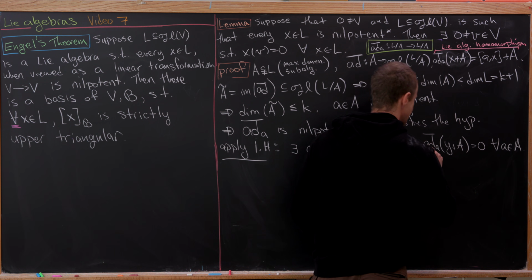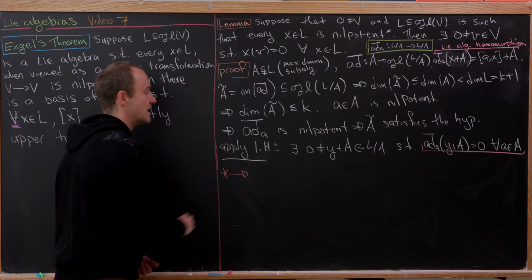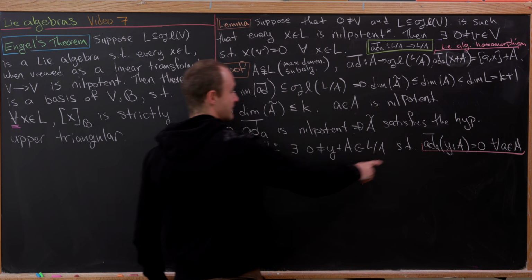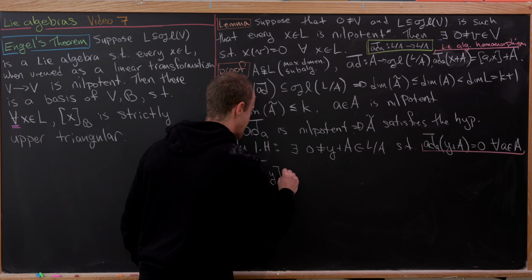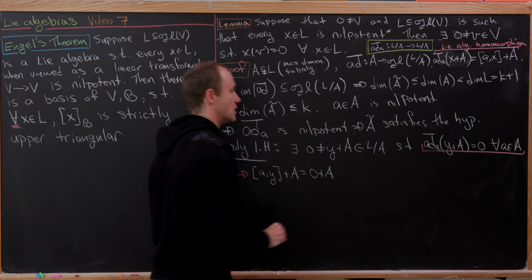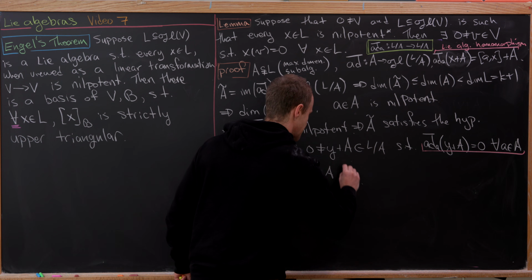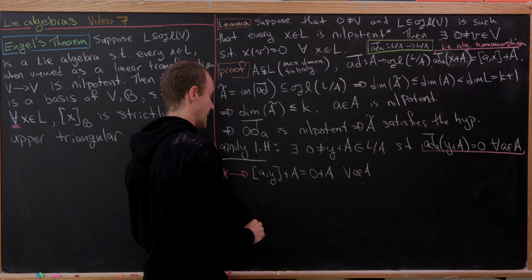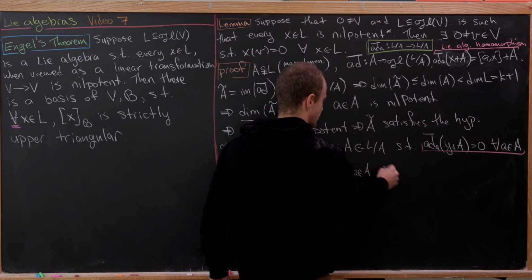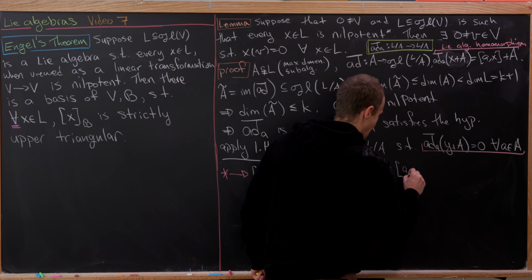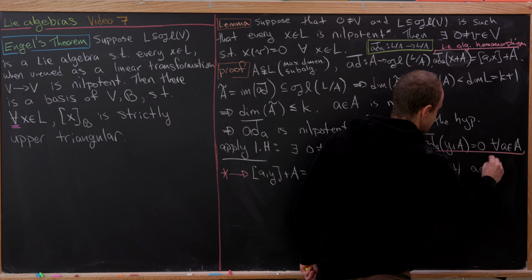Now let's see what this statement, which I've underlined in pink, actually means, because it is very, very powerful. By the definition of this map, that means that the bracket of a with y plus A is the 0 coset inside of L mod A. But this happens for all a in A. Something being equal to the 0 coset means that you're in the subalgebra. So in other words, the bracket of a with y is inside of A for all a inside of A.